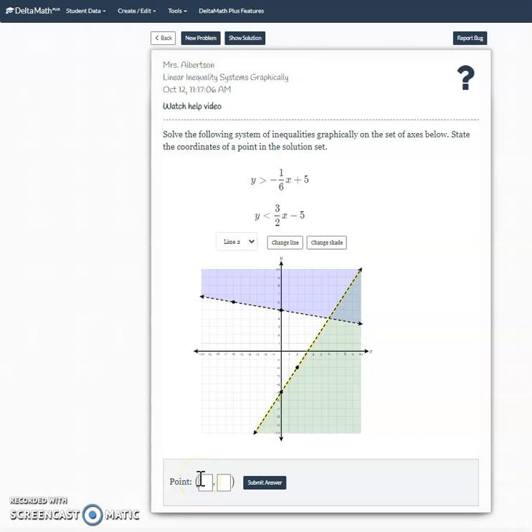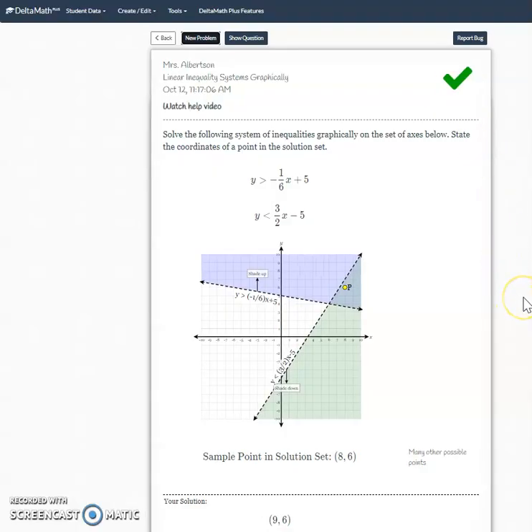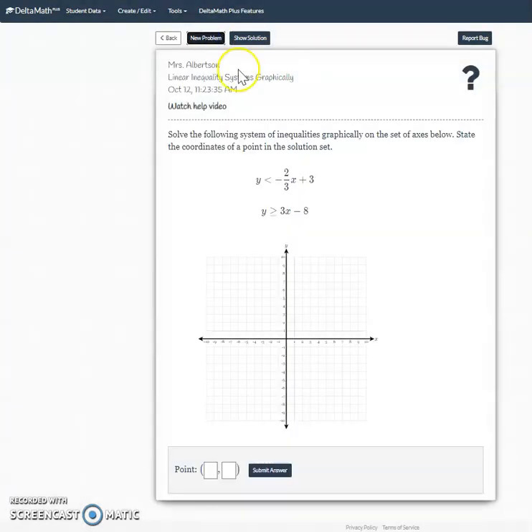So I need to pick a point that's in the solution set. I'm going to pick the point 9, 6. If I look, the point 9, 6 is right here, which falls in the overlapping shaded region. So I'm going to submit my answer, and then bam, there we go. All right, let's try another one.